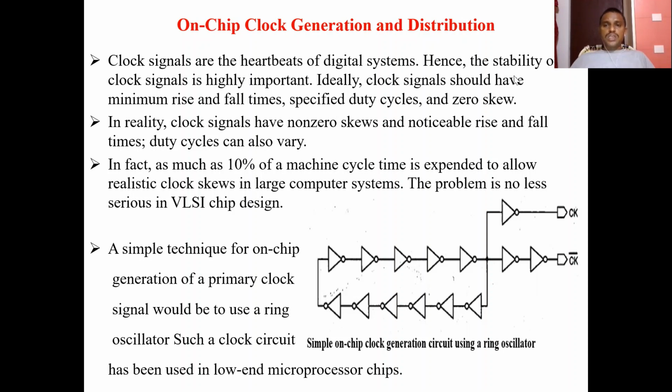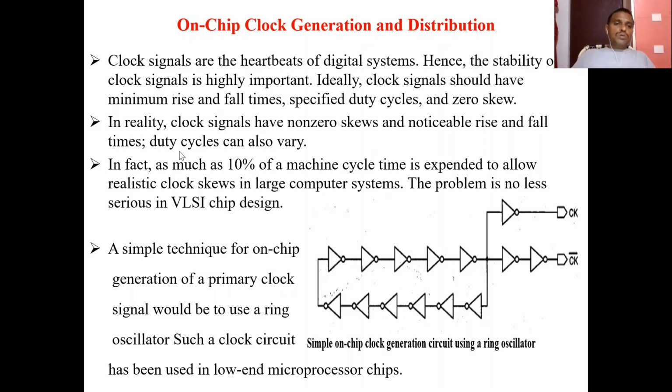Ideally, the clock signals should have minimum rise and fall times, specified duty cycles, and zero skew. Clock skew, so that is the requirement here. Whenever you are generating a clock signal, we have to take care that its rise time and fall time will be minimum, and at the same time we have to maintain the specified duty cycles and zero clock skew.